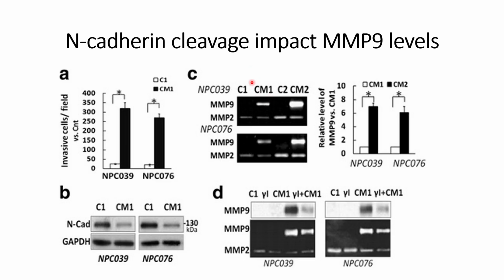And what they were able to see is that when they use the condition media 2, the second set of condition media, they see enhanced MMP9 expression compared to the condition media 1 for both the cell lines, that is NPC039 and NPC076. And they have quantified these things on the right hand side of panel C, where we can see that with the condition media 2 the MMP9 level is significantly higher compared to the condition media 1 treated cells.